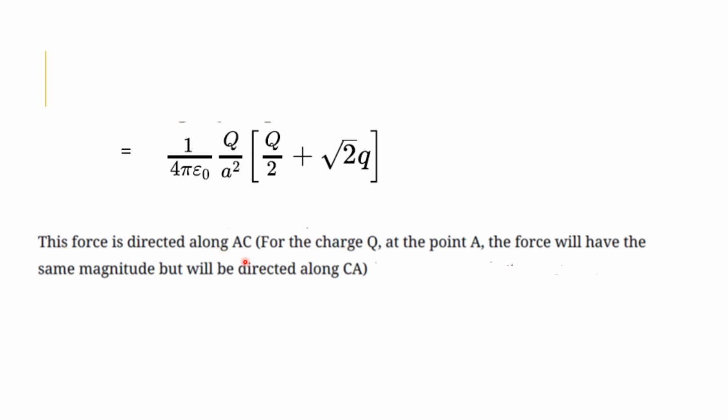Okay, AC. This is the case when we are considering the charge q at point C. Suppose we are considering the charge q at point A, the force will have the same magnitude, but it will be directed just opposite, along CA. This will be the only difference. Since we have considered charge at C, the direction will be along AC. So this is how we need to solve this question.